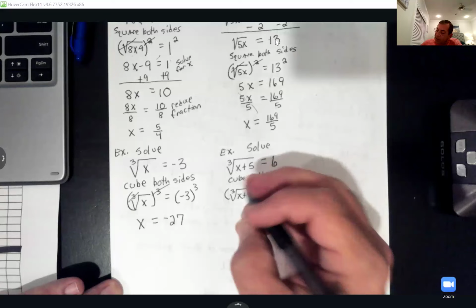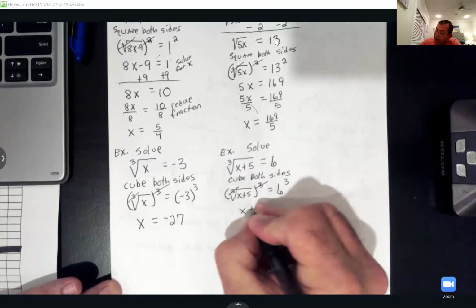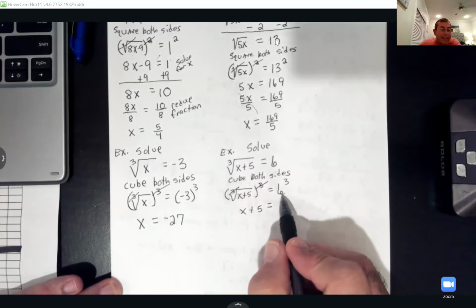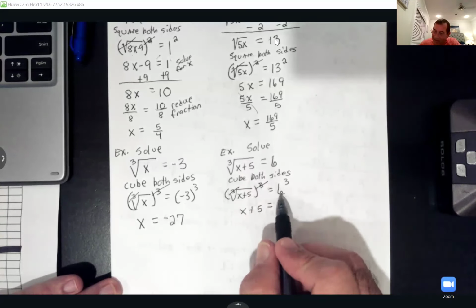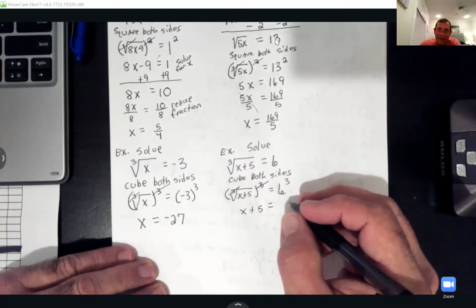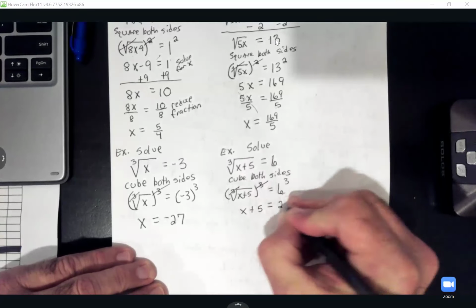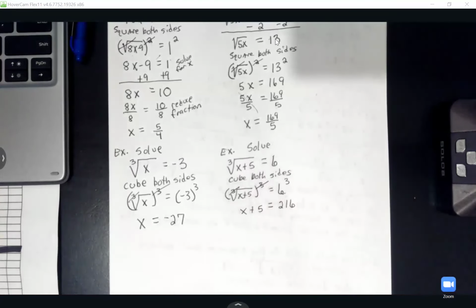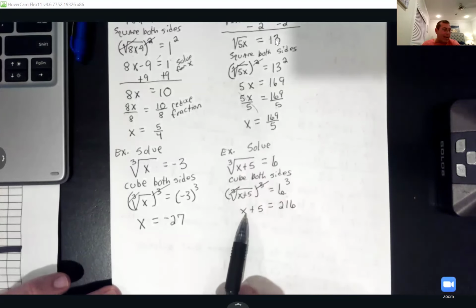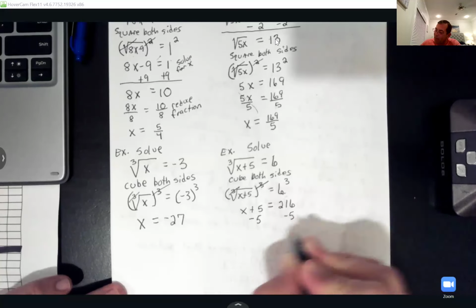So I love these because this side is gone. The radical's gone with the exponent, leaves me with x plus 5. All right, y'all, here you go. Good one. 6 times 6 times 6. Oh, that's what, 36 times 6. 216. 216. There you go. All right, one more step. Because I got x plus 5. We need that to be an x. So come in and subtract 5.